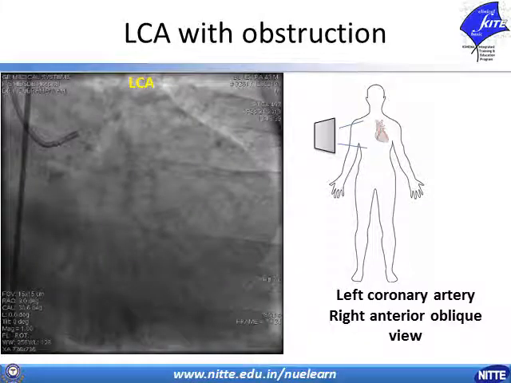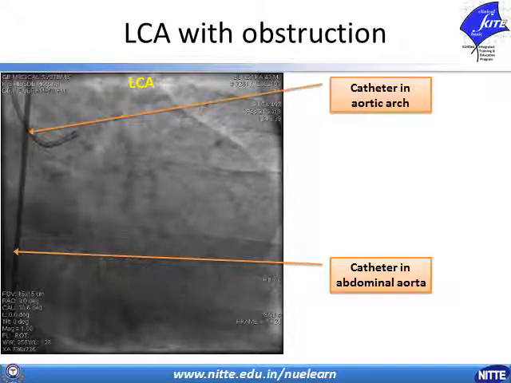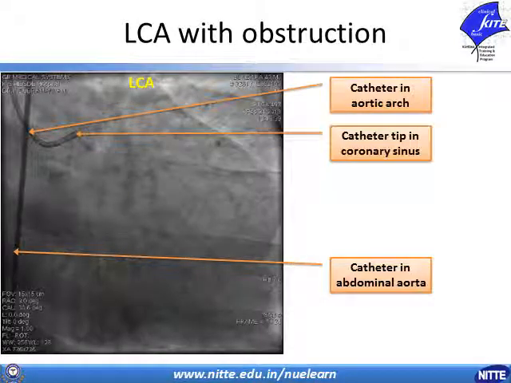The most important use of coronary angiography is in the detection of obstructions in the coronary arteries or narrowing in the coronary arteries. Let us now take a look at a coronary angiogram which depicts a narrowing or obstruction in the left coronary artery. This angiogram has been acquired in the right anterior oblique view, in which the camera or the image intensifier is essentially on the right side of the heart. That is the catheter in the abdominal aorta, the catheter in the aortic arch, and the tip of the catheter in the left coronary sinus.